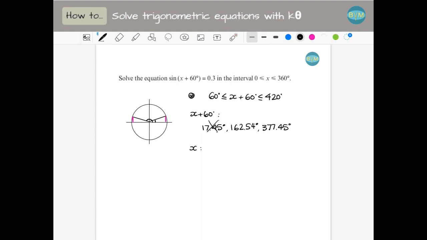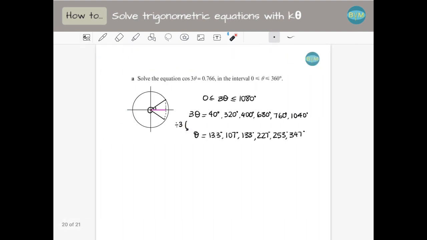To find x, I'm going to take away 60 degrees, because these are the answers for x plus 60. If I want the answers for x, I just take away 60. So this is 102.54 degrees, and the other is going to be 317.45 degrees. And these are my answers. But the first thing you have to do in this question and in the other is to transform your interval. Then you find the first answer with your calculator and all of the others that are in this interval. And the third step is to find the actual angle. So this one, taking away 60 in this case, dividing by 3 in the other case. And that's all.